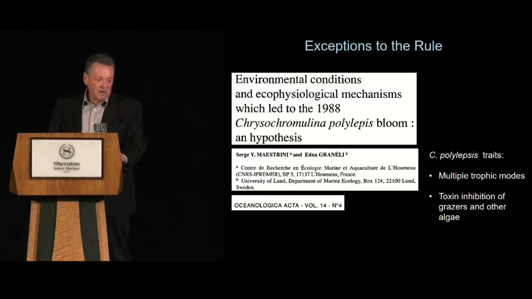And the authors of this paper explained that Chrysochromulina could develop high biomass blooms as a result of the fact that, first of all, it's got multiple trophic modes. It's not just autotrophic, and the model that I had had no other modes of nutrition other than photosynthesis. And it produces a toxin that inhibits grazers and other algae. Again, these are traits that allowed this organism to escape the constraints of size-based rules and develop blooms.